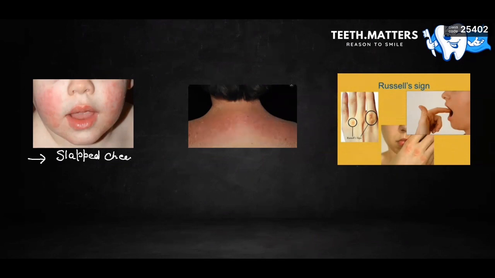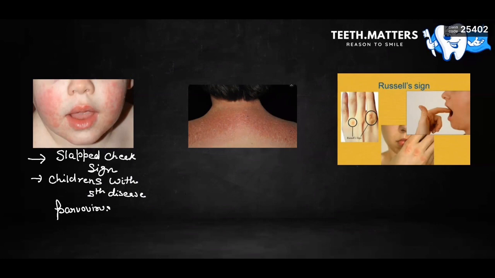Slapped cheek sign, seen in children with fifth disease, due to infection of parvovirus B19, also known as erythema infectiosum.